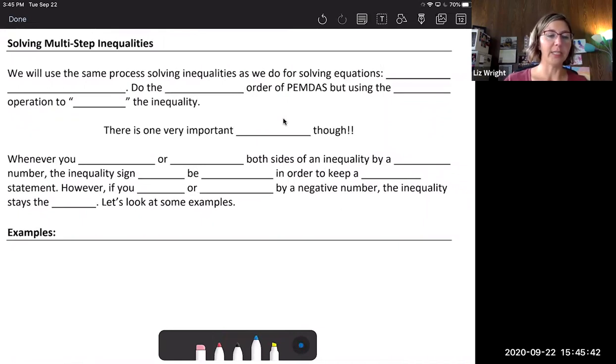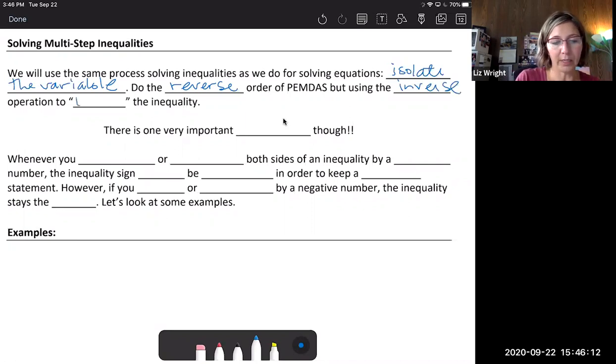So for our blanks for this one, we're going to use the same process, solving inequalities, as we do for solving equations. We're going to isolate the variable. So do the reverse order of PEMDAS, but using the inverse operations to undo the inequality.